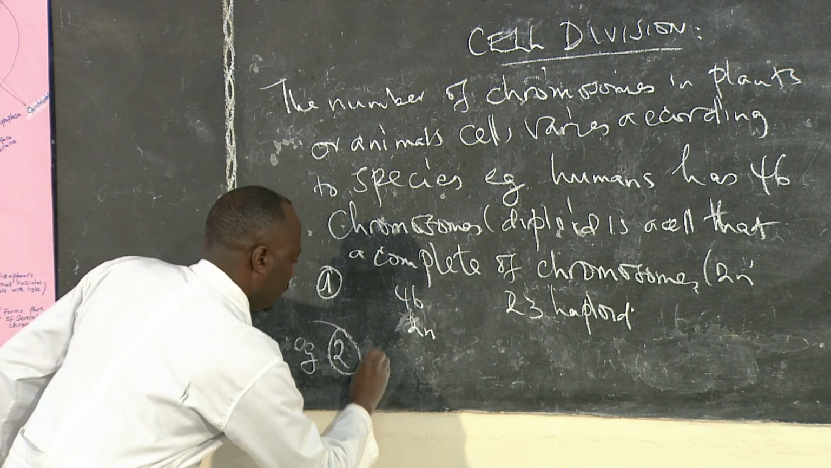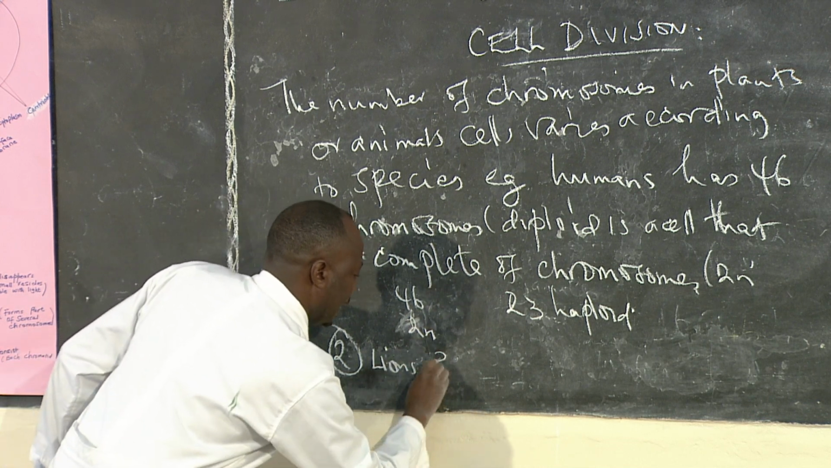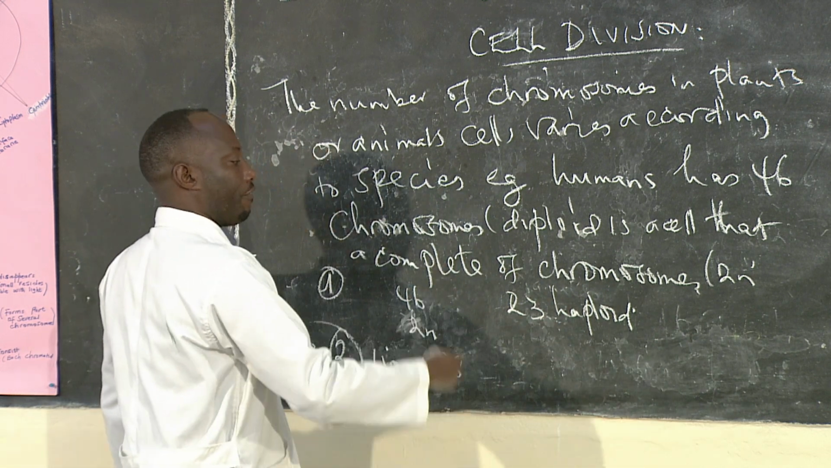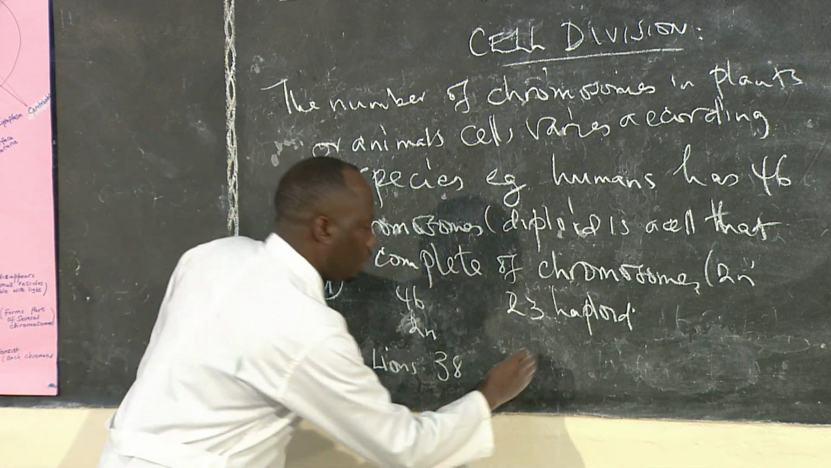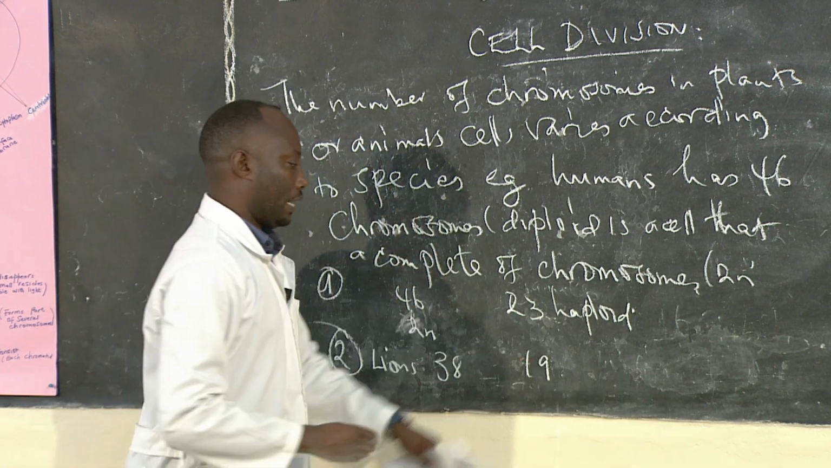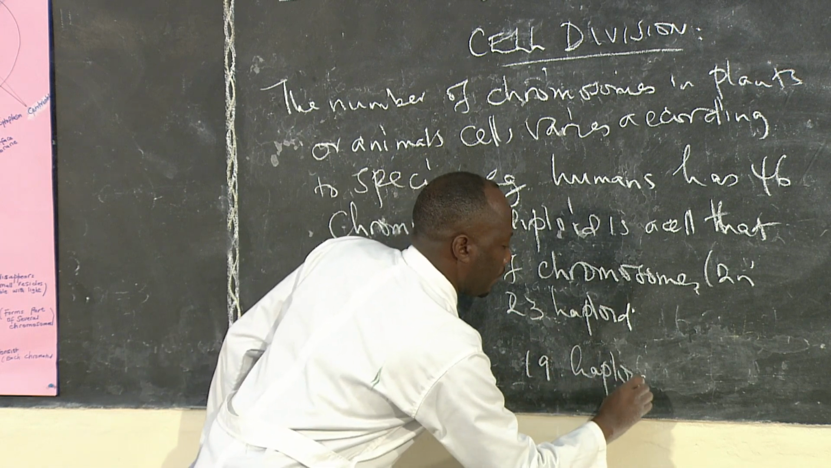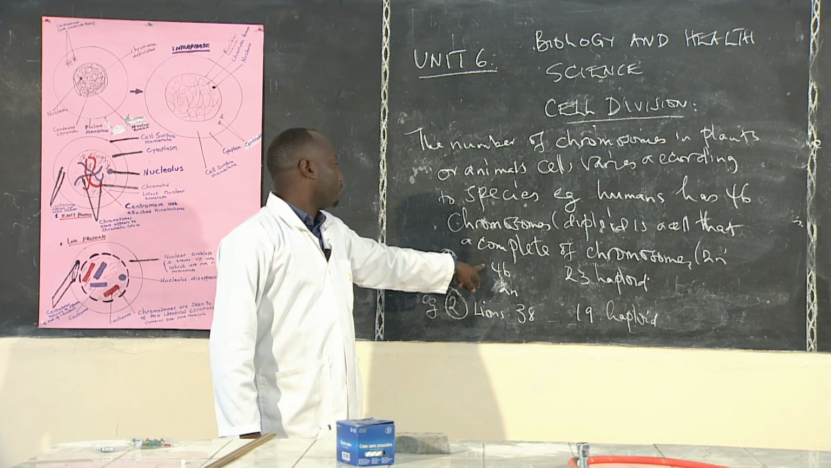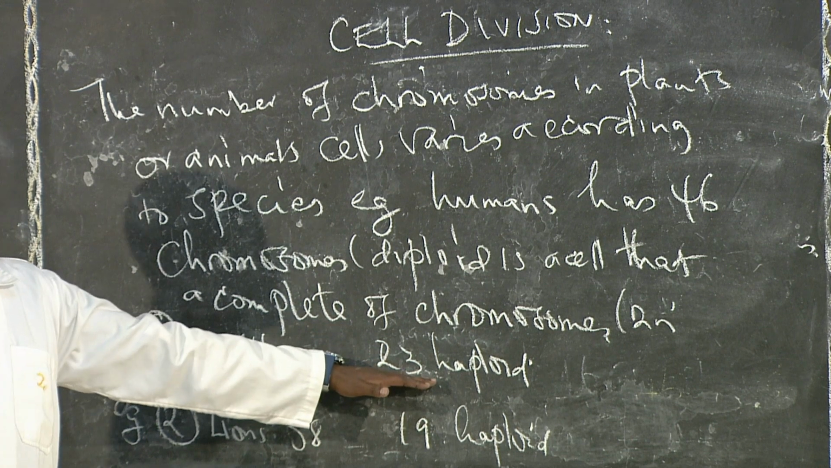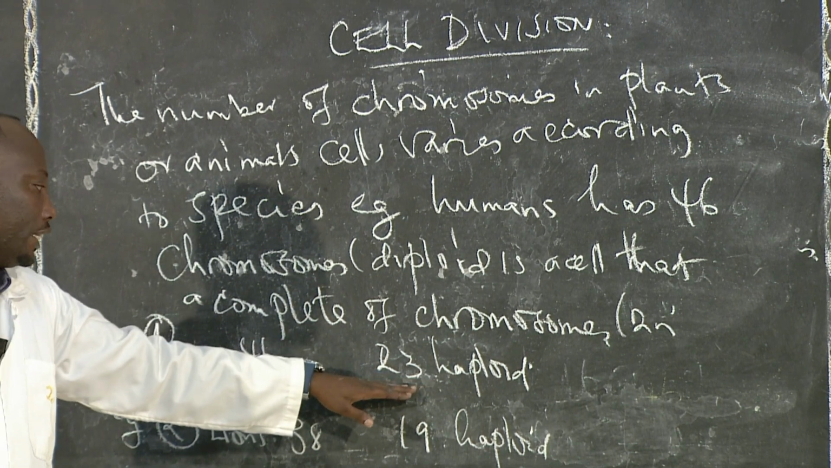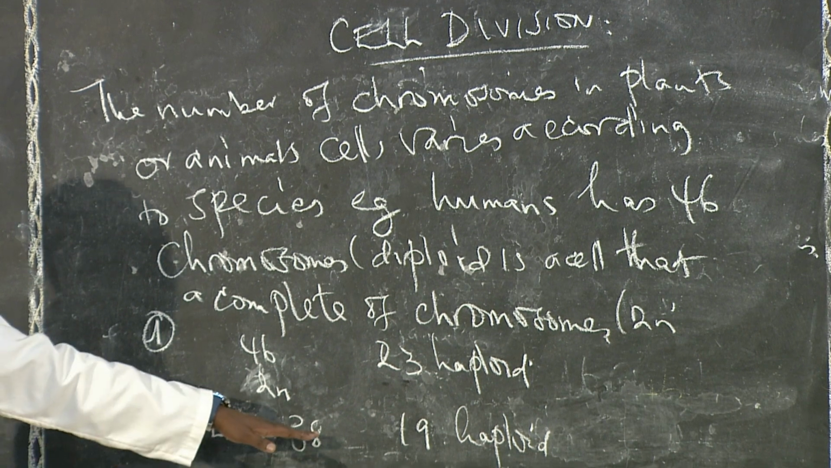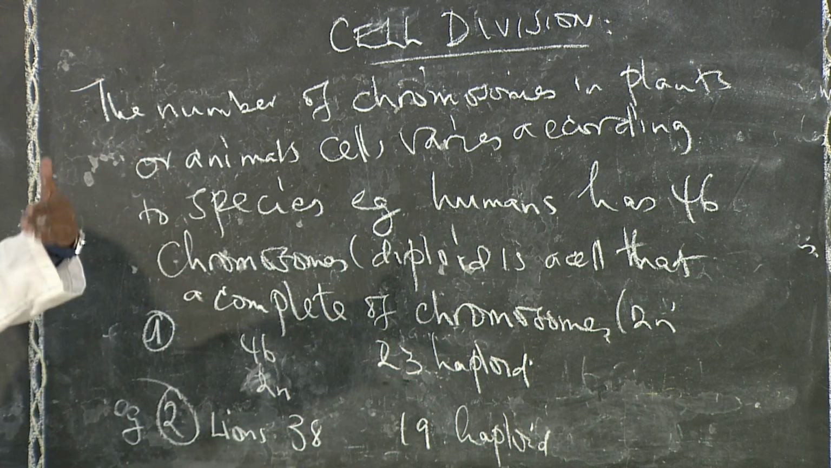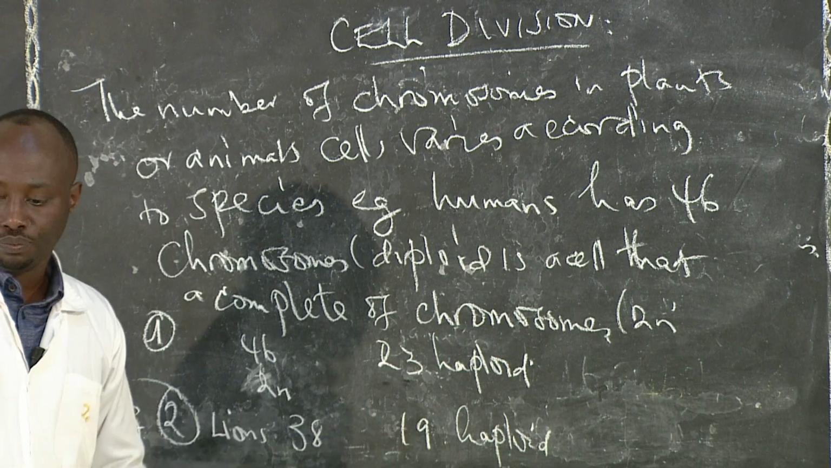In Ryans, for example, they have 38 chromosomes, which is a diploid cell. The haploid number of chromosomes found in the gametes of the Ryans is 19. So, to summarize: humans have 46 chromosomes, which is diploid, and the haploid number found in the gametes or ovum is 23. In Ryans, we have 38 diploid chromosomes, but the haploid number in the gametes or ovum is 19.